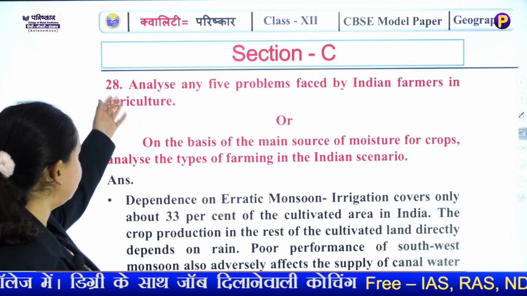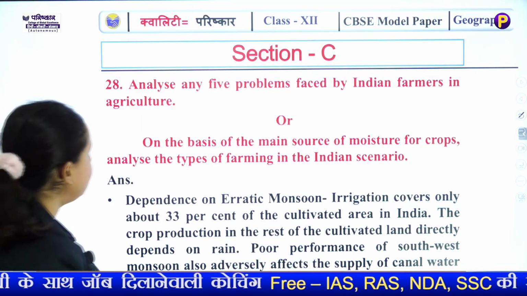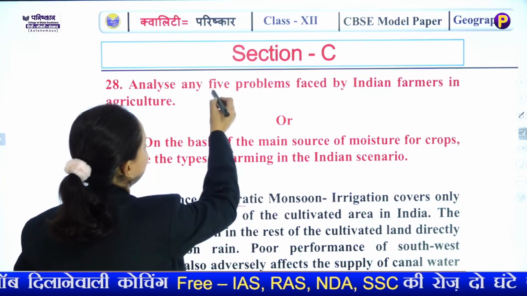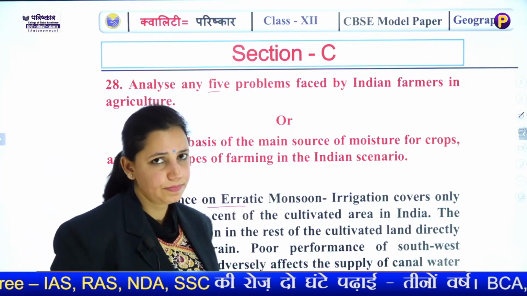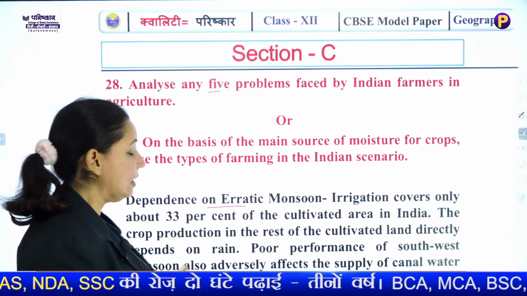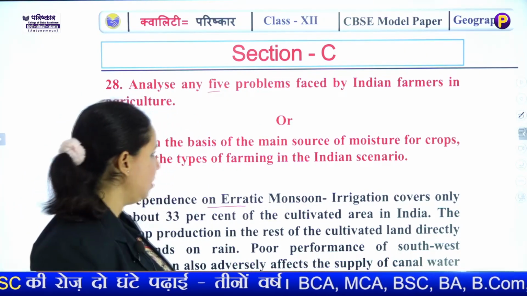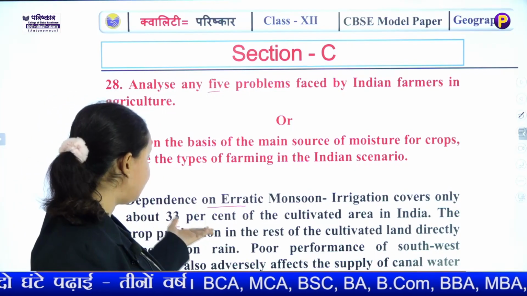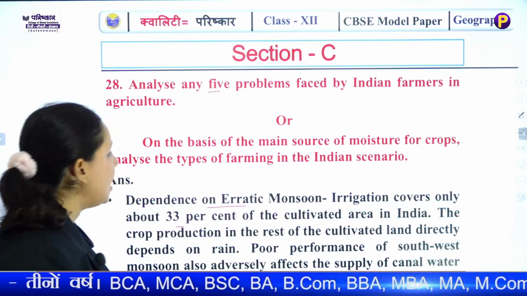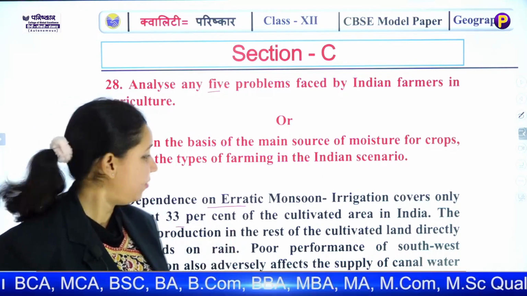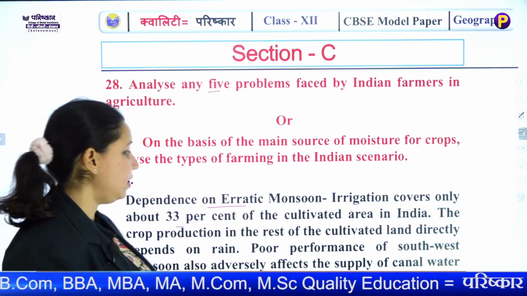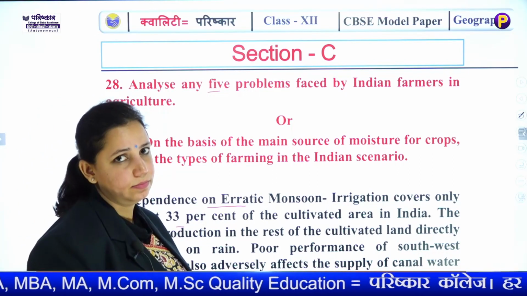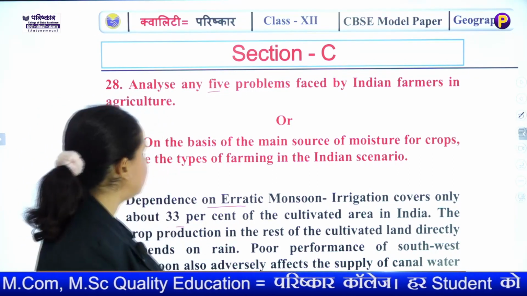Now, the answer to the first question is dependence on erratic monsoon. You have to give any 5. You know we have erratic monsoons, so there is a need for irrigation. Irrigation covers only 33% of the cultivated area and the vast majority is rain-fed. So poor performance of the southwest monsoon adversely affects the production of crops.